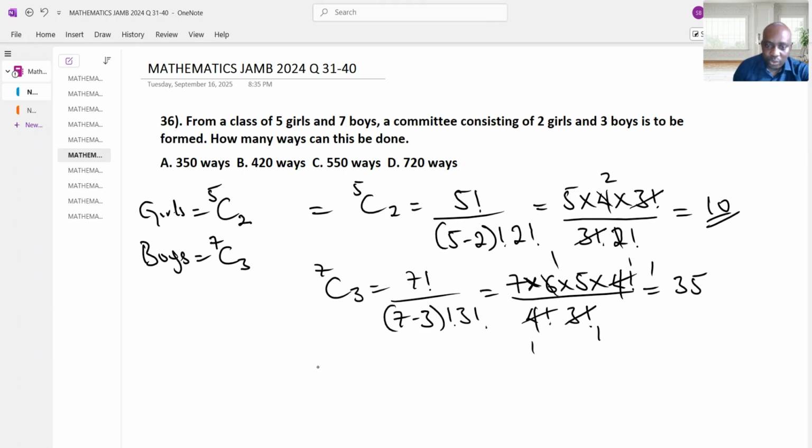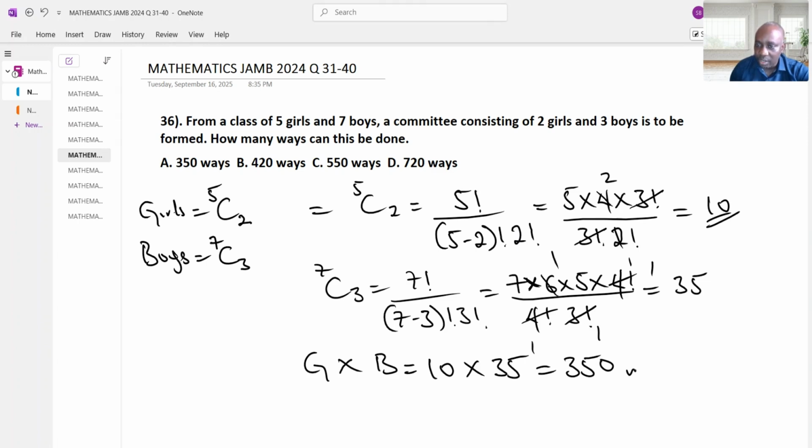Therefore, how many ways? The question says how many ways can this be done? So the final answer for the girls and for the boys is girls multiplied by boys. Girls we get 10 ways, while the boys we have 35. When you multiply it together, we get 350 ways. Do you have 350 ways there? Yes. Option A is the final answer. Let's move to the next question.